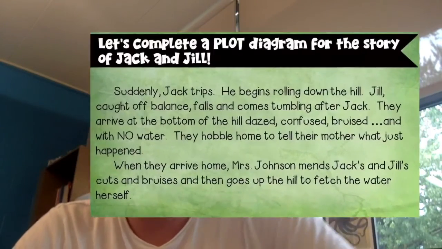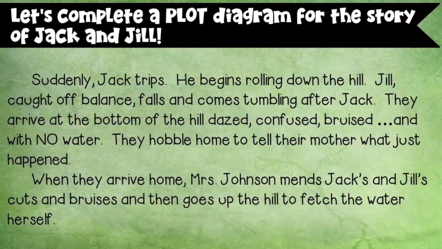Suddenly, Jack trips. He begins rolling down the hill. Jill, caught off balance, falls and comes tumbling after Jack. They arrive at the bottom of the hill, dazed, confused, bruised, and with no water. They hobble home to tell their mother what just happened. And when they arrive home, Mrs. Johnson mends Jack and Jill's cuts and bruises, and then goes up the hill to fetch the pail of water herself.